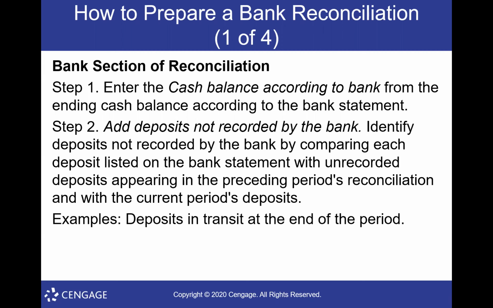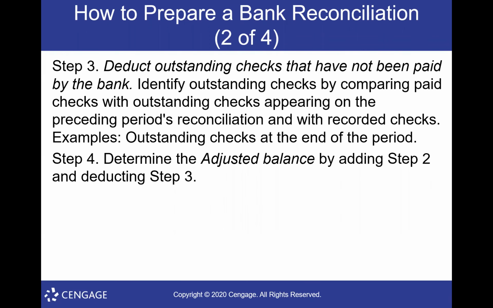So we're going to start by just taking what the bank says should be the cash balance. Then we're going to add deposits not recorded by the bank. Then we're going to deduct outstanding checks. Those are checks we've written, but the bank has not recorded yet. And then calculate our adjusted balance. I usually call it the adjusted bank balance.